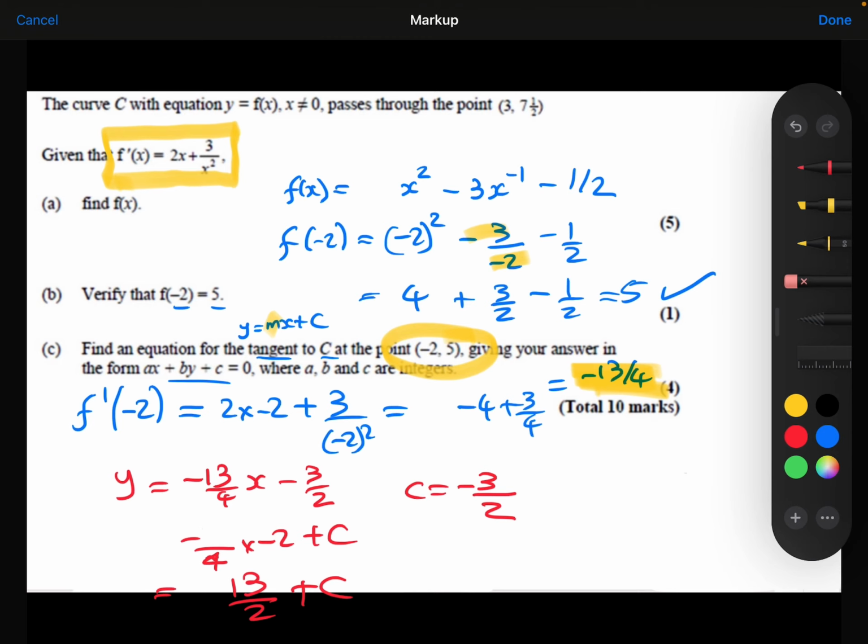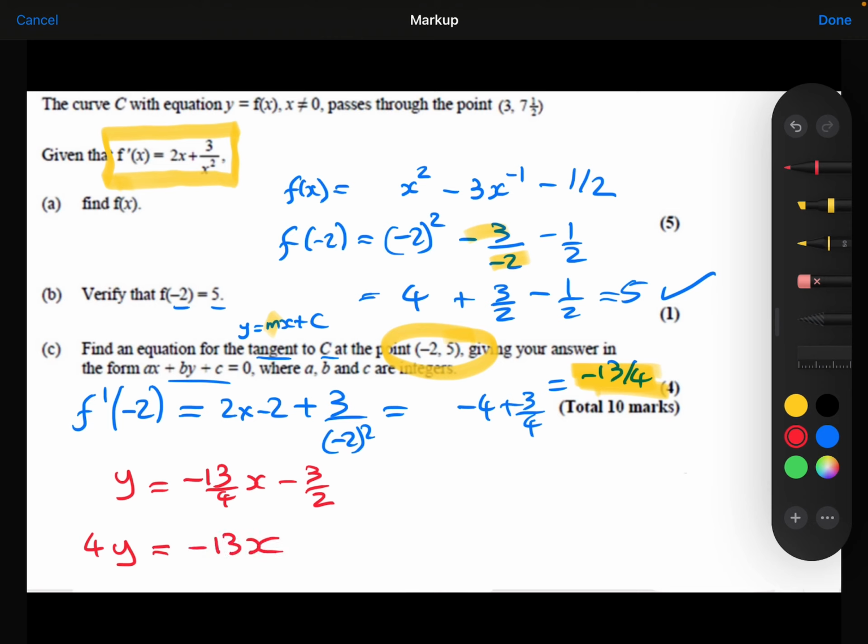And all I need to do now is to rearrange that in the form of ax plus by plus c equals 0. So to do that, I'm going to multiply all the way through by 4 to simplify these fractions. So I'll get 4y, a minus 13x, and the minus 3/2 times 4 is going to be minus 6. Add the 13x to both sides, add the 6 to both sides, and this is my answer.